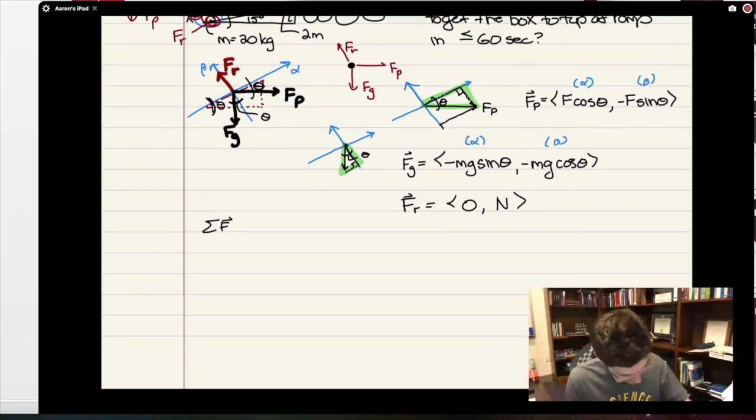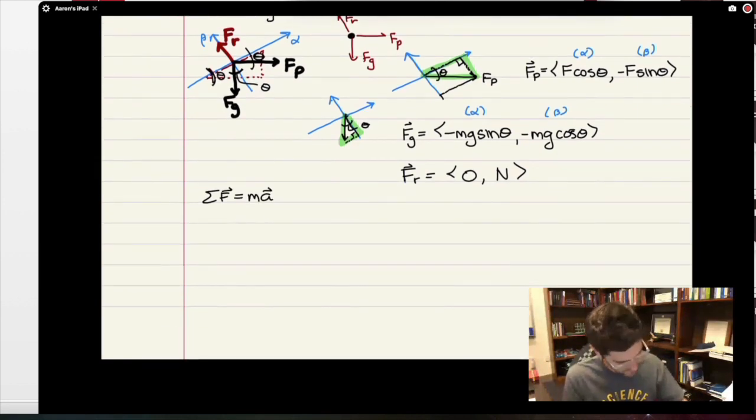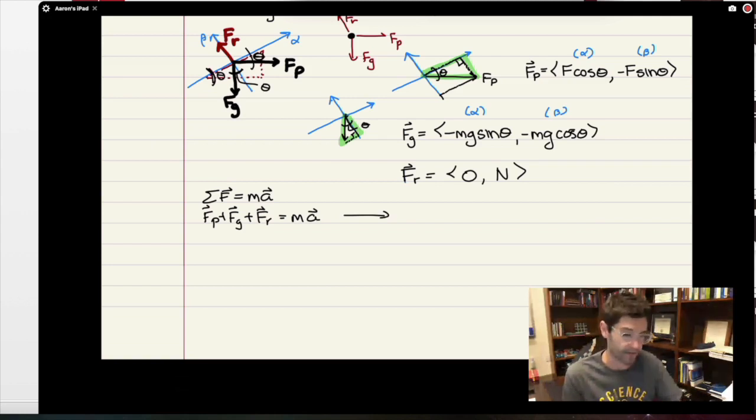All right, so again, sum of the forces equals the mass times the acceleration. That is the force from the push plus the force from gravity plus the force from the ramp equals the mass of the box times the acceleration of the box. I could look at this in both directions, but really all I care about is the alpha direction. So I'm just going to look only in the alpha direction.